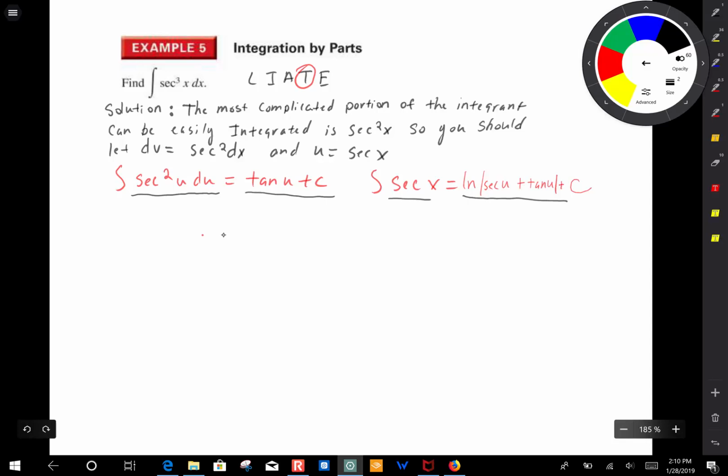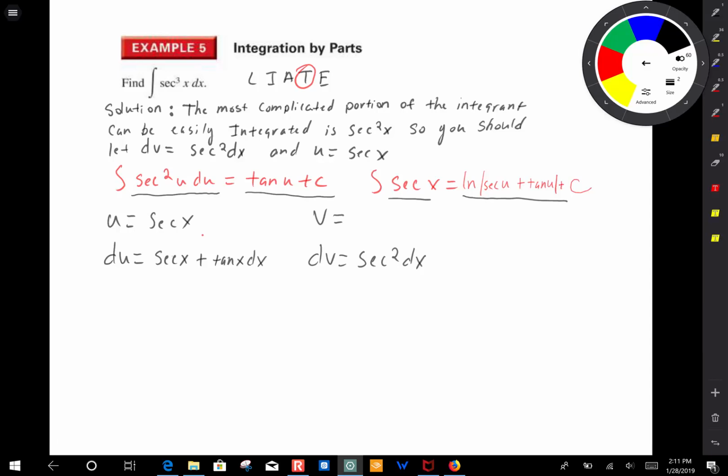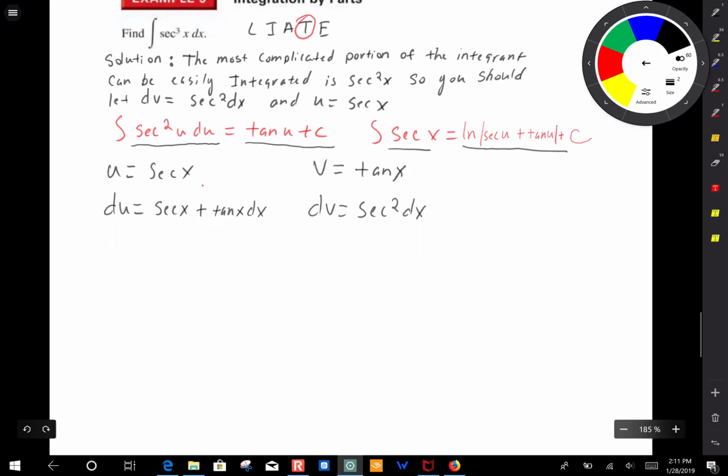Let's start this thing. I'm going to let u equal secant x, and we're going to find v, and then we get du. Well, what's the derivative of secant x? Well, that's just secant x plus tangent x dx. So what's my dv? Well, my dv we chose to be secant squared dx. We just explained that, right? Now the integral of secant squared dx we know is just tan x.